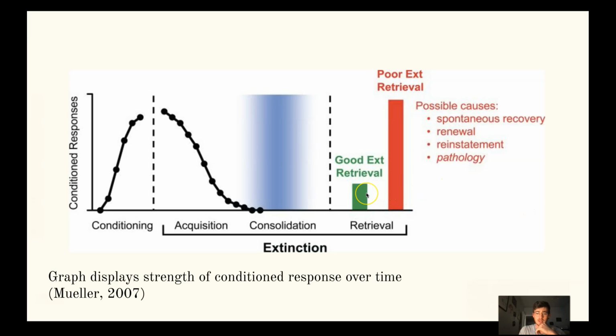Here we see in green that good extinction retrieval. See how it's a lower level of response. So if that's good in fear conditioning, we want to see that lower level of response, especially with exposure therapy. The poor extinction retrieval, however, is very high up there in conditioned response. That's almost at the same height as the peak of the conditioned response. So we don't want that. That's going to indicate that they would not be a good candidate for exposure therapy.